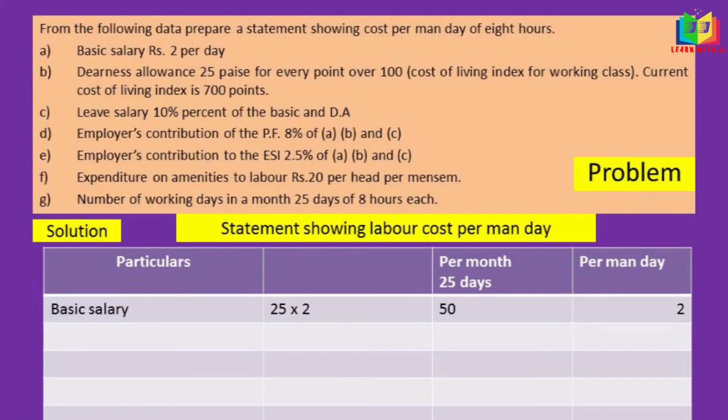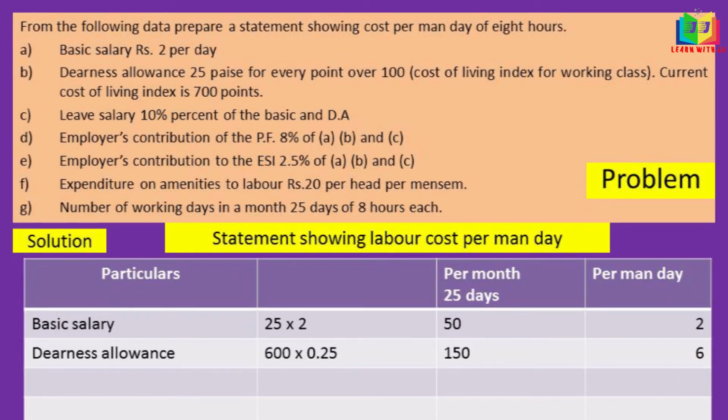So we'll start doing the problem now. First we have to write the basic salary. Basic salary is 2 per day. Here I have 2 columns, one for month and the other for per day. In that basic salary, 25 into 2 we will get 50 rupees, that is for month, and 2 rupees for a day. I have written it here.